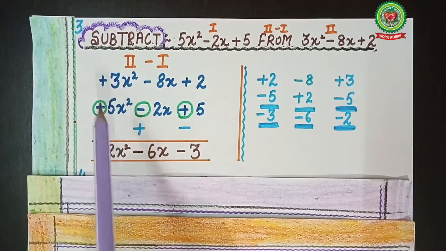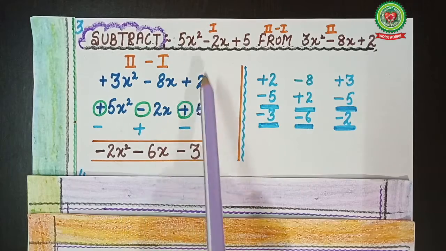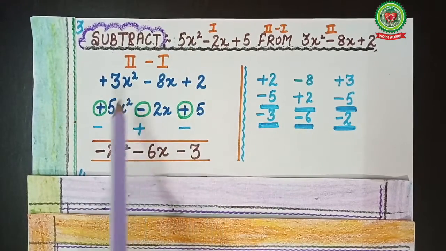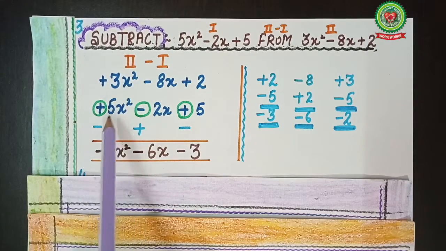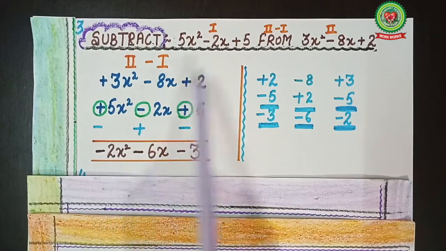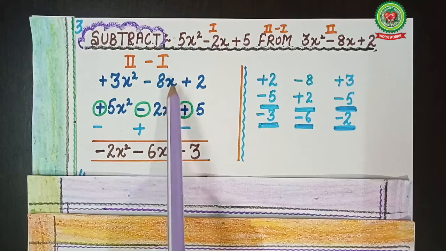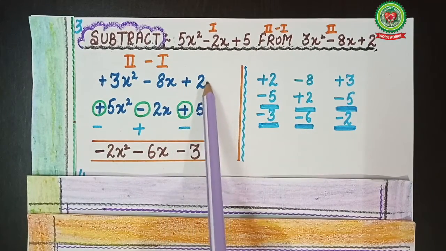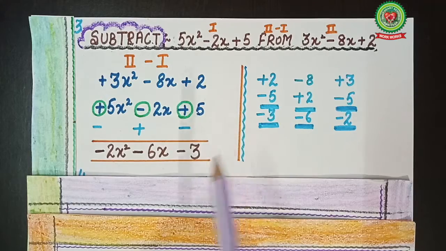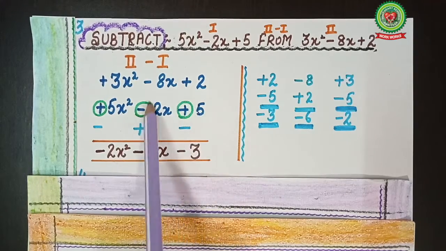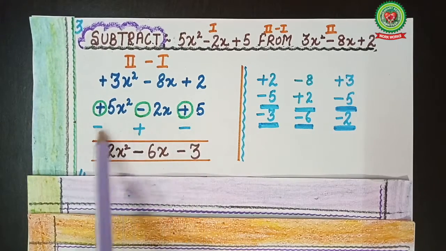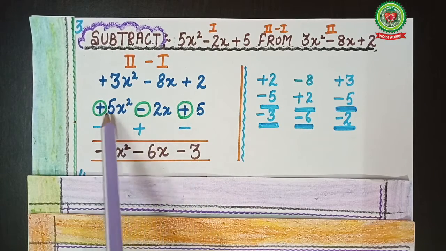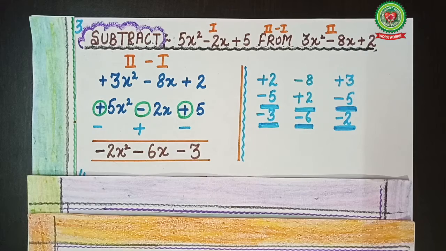So now here you will write first expression. First term of this expression is 5x square. Again here you will see the like terms. So here you will write plus 5x square, minus 2x just below minus 8x and plus 5 below plus 2, that is constant term, right? Now again we will lock the sign and change them. So plus will change into minus, minus will change into plus, plus will change into minus, right?